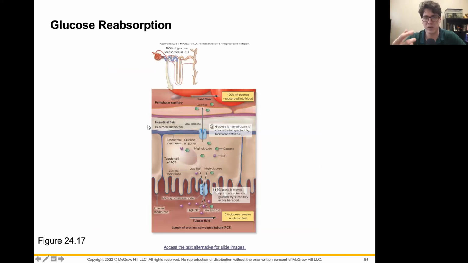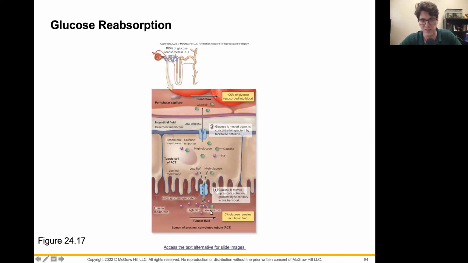Now, the first one that we're going to look at is glucose. The reason we're going to look at glucose first is because glucose is special in that we actually want to reabsorb all of it. Like I said earlier, we've put a bunch of effort into getting glucose into the blood. And all of our cells need it. So we don't want to waste that precious resource. So instead, we want to reabsorb as much of it as we possibly can, preferably all of it. And in particular, we're going to absorb all of it in our proximal convoluted tubule.